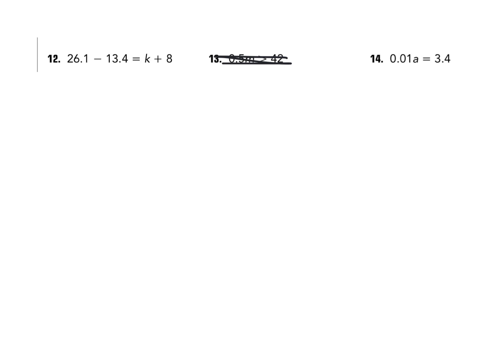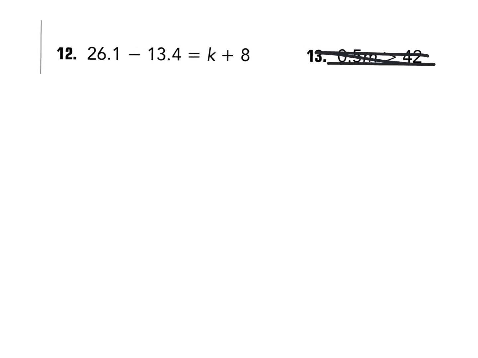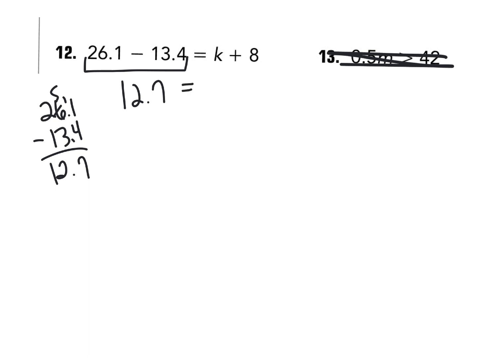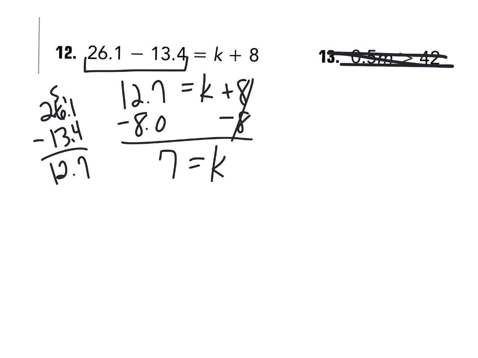Number 12, we didn't do one quite like this, so probably don't expect to see this on your test, but what you would want to do is go ahead and subtract these first. 26.1 minus 13.4 is 12.7. And then once you've done that, over with the variable they're adding 8, which means I need to subtract 8. That would be 4.7. And you can always substitute that back in and make sure that that works.